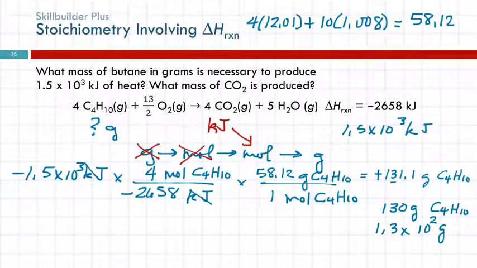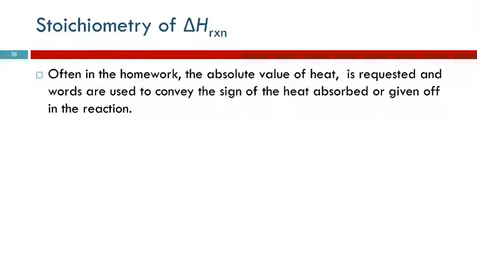Any other questions? Yes. Often in the homework, Mastering Chemistry, the absolute value of heat is requested and words are used to convey the sign. So if it says, calculate the amount of energy given off, you don't need to put a negative in there, because you don't pay minus $10 for a fidget spinner.